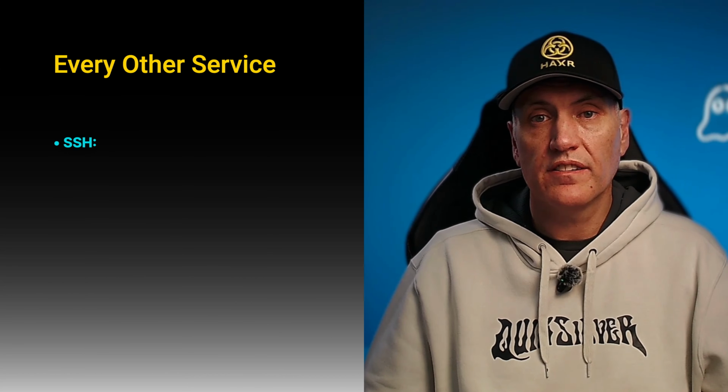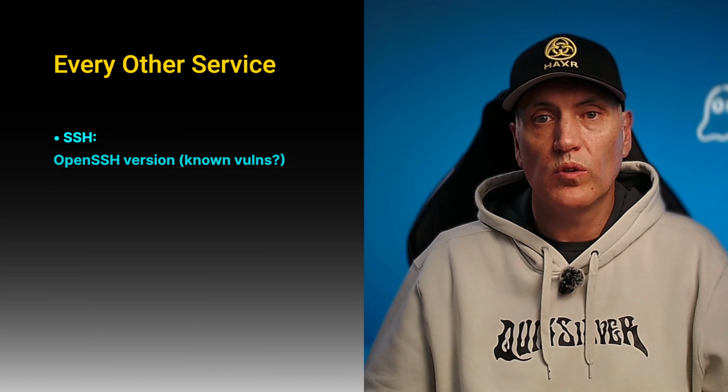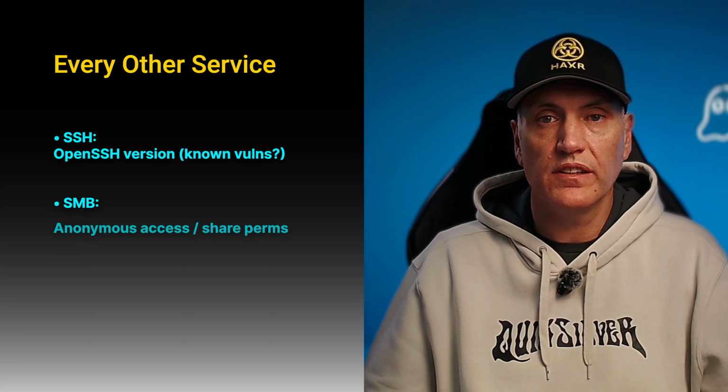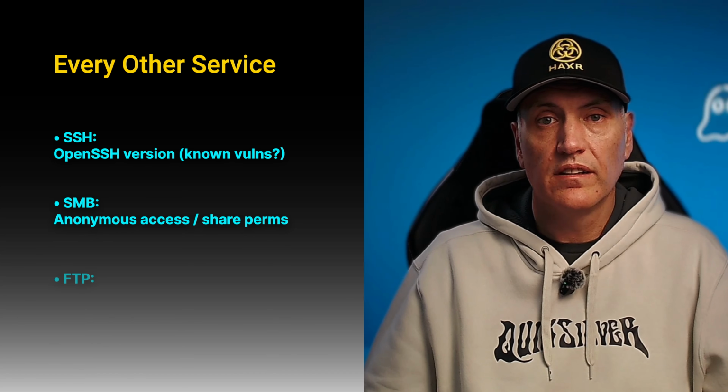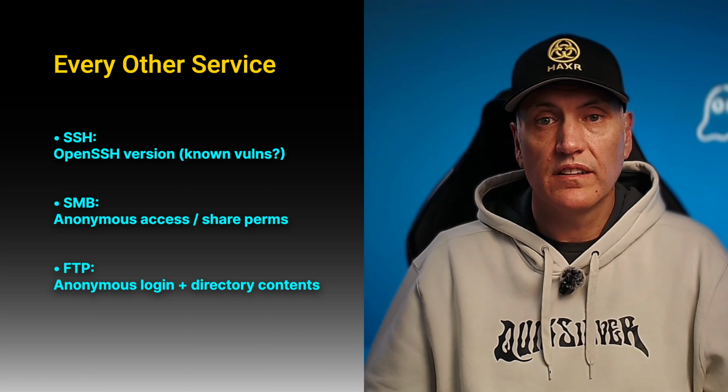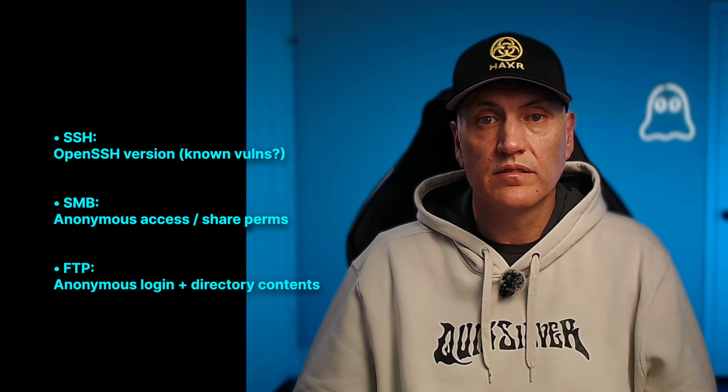Same thing for every other service. SSH. What version of OpenSSH? Is it old enough to have known vulnerabilities? SMB. Is it configured to allow anonymous access? FTP. Does it allow anonymous logon? You want to walk away from this phase knowing exactly what's sitting on each port. Specific versions, specific configs, how things are behaving. Not just, yeah, there's SSH on 22. That tells you nothing.